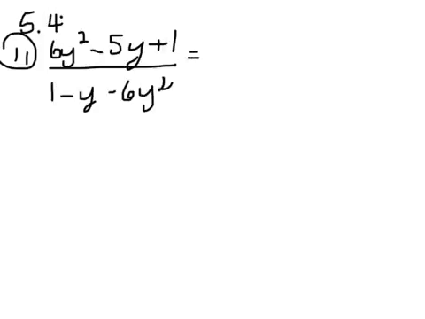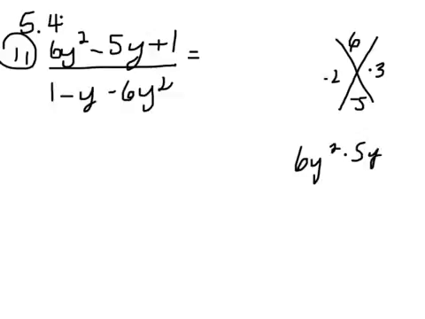Let's go ahead and talk about how we would factor the top, and then we'll look at the bottom. If you wanted to, I guess, do factor by grouping on this one, you would say I'm trying to multiply to get 6 and add to get negative 5. Well, negative 2 times negative 3 would work. So I would rewrite this top part, 6y squared minus 5y plus 1, as 6y squared minus 2y minus 3y plus 1.